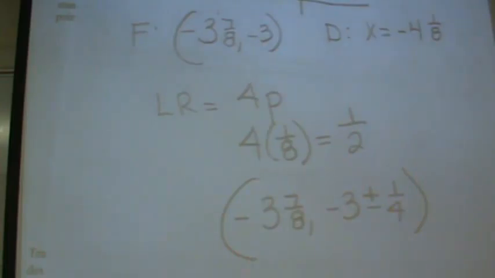Okay, next one, number 4. I have a conic section that's written in general form. I have no idea what it is. So what's my first step? I have to get it into standard form.